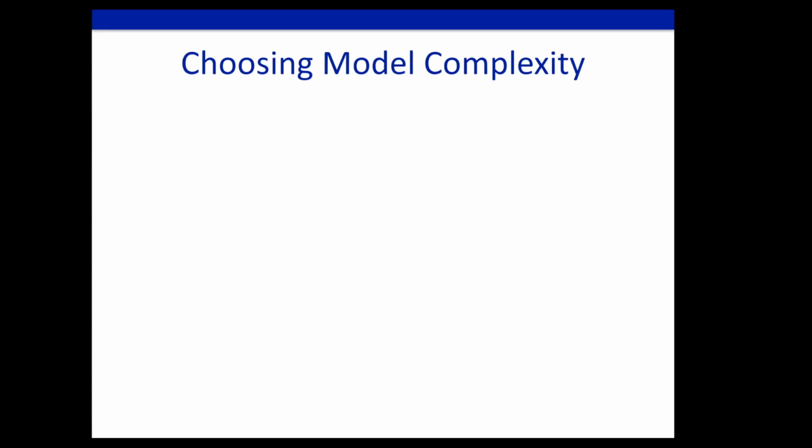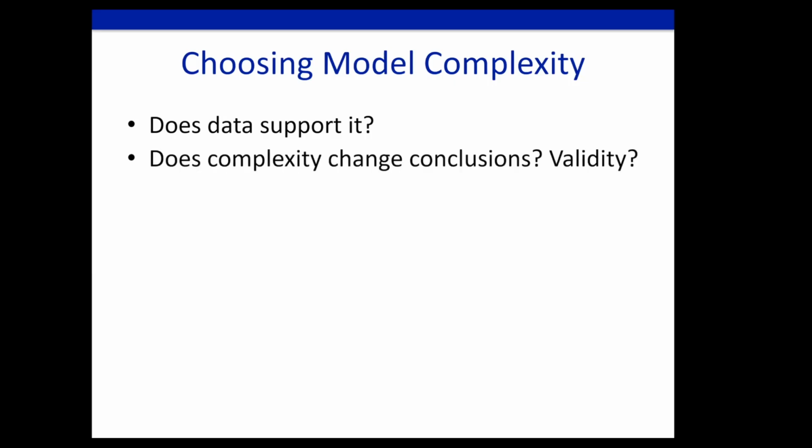Choosing model complexity is really important. Does the data support the sophistication of your model? Are you making too many assumptions that you can't justify? Does the complexity change the conclusions? I'll give you an example in a moment. So I could use a much more sophisticated model, but would it actually lend anything to additional validity or findings? Can I explain and defend my choice of models that I'm using?